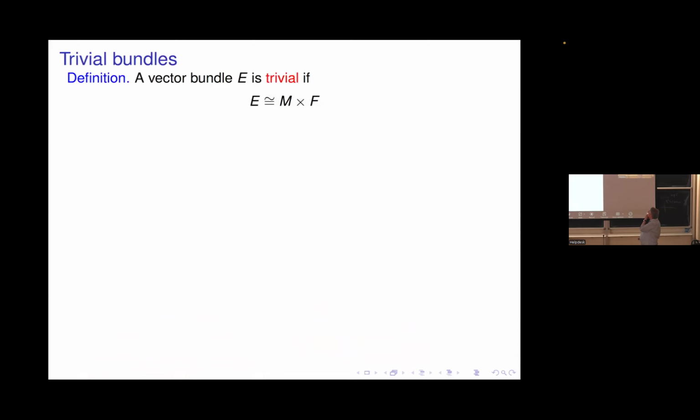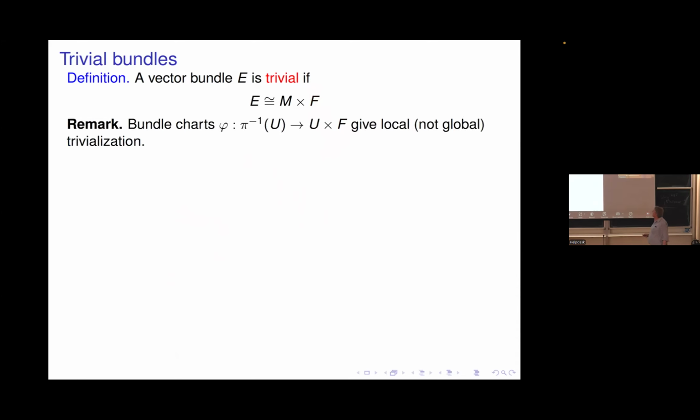Good. So now the vector bundle, we said that the vector bundle locally over a certain neighborhood U always looks like a Cartesian product, the second factor of which is the fiber F. But we say that the vector bundle is trivial if this holds globally. This is true all over the place. It's an important notion. And so, what we said before, bundle charts are local, not global.